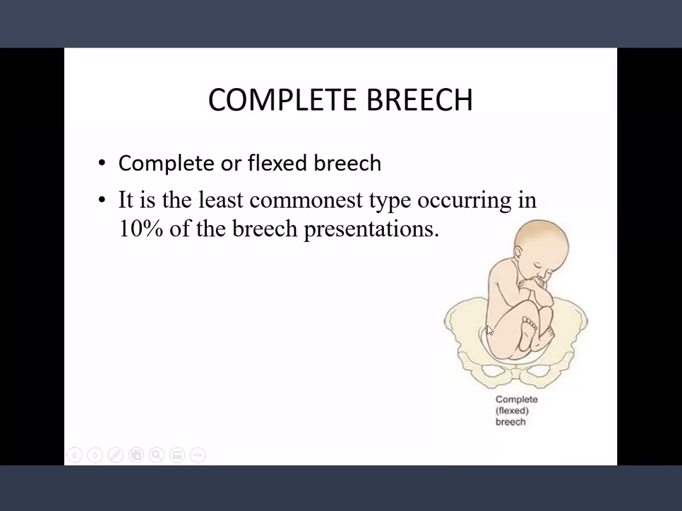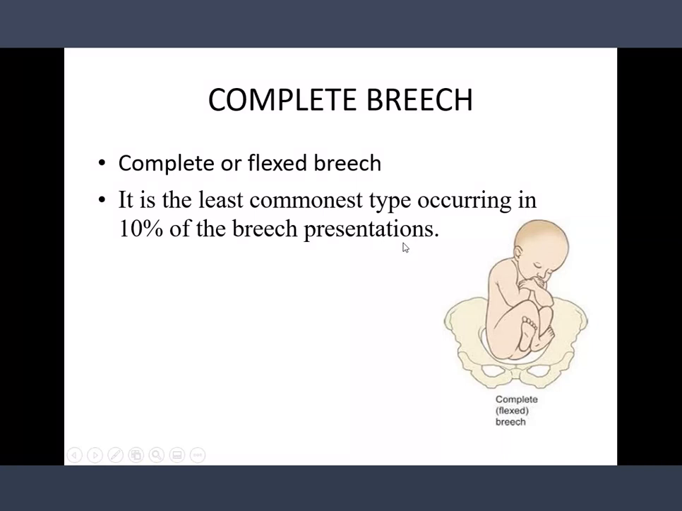See in this picture you can see there is flexion at the hip joint, and so the thighs are flexed and legs are also flexed. This is also known as flexed breech because there is flexion both at the hip as well as at the knee joints. It is the least common type among all the breech presentations. It can be seen in 10% of the breech presentations.